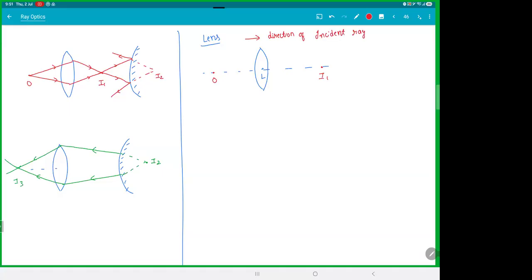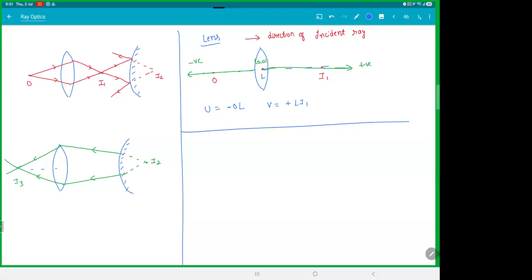When I'm doing it for a lens, I don't care what the mirror is doing. Second thing, distances are measured from the lens, so we are taking this point as origin. From the origin, the right side is treated as positive and the left side is treated as negative. That's the meaning of it. Now, what is the object distance? Object distance is O to L, but which way? On the left-hand side, so minus OL. Where is the image distance? Right-hand side, so plus LI1. Whatever formula comes, when you substitute the values, this is what you have to substitute: minus OL and plus LI1.